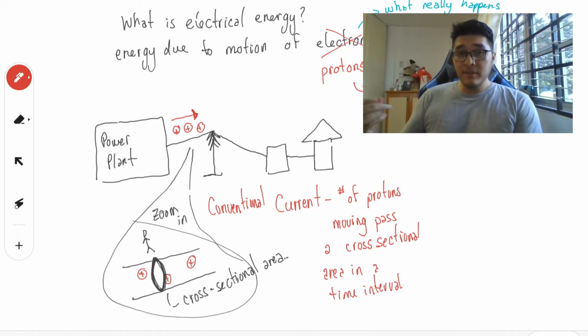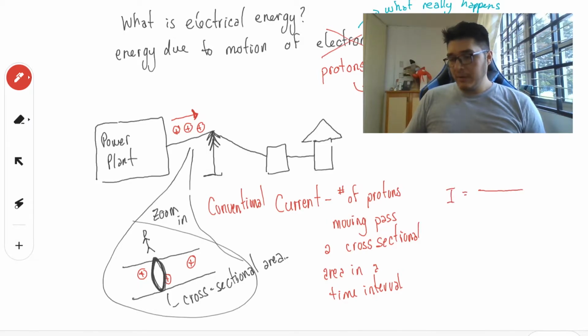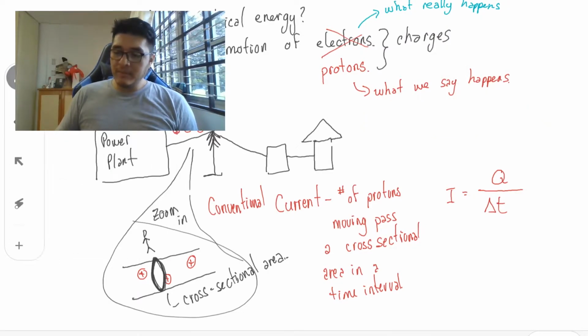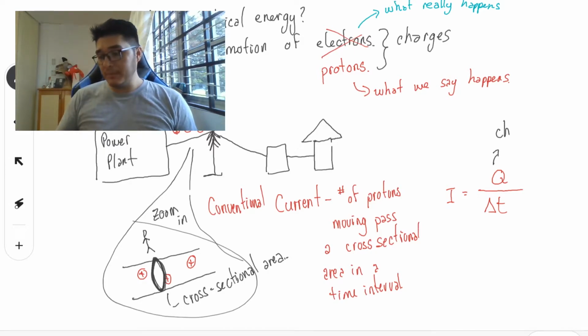Now, just from this definition, you could come up with a formula for this, right? So the number of charges moving past a cross-sectional area in a given time interval. So current is going to be the ratio of the number of charges over a time interval. And here we have a new symbol. Q represents charges, and delta T we already know.